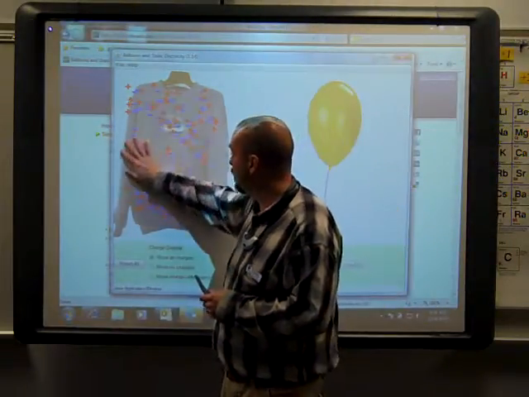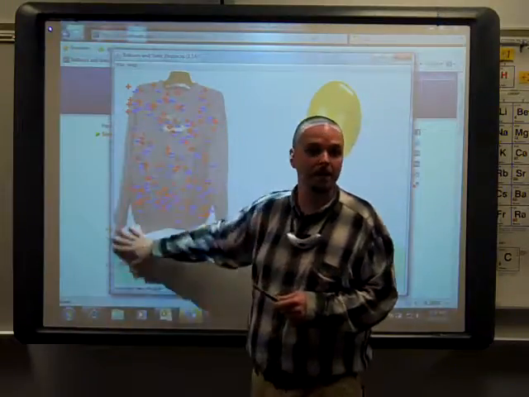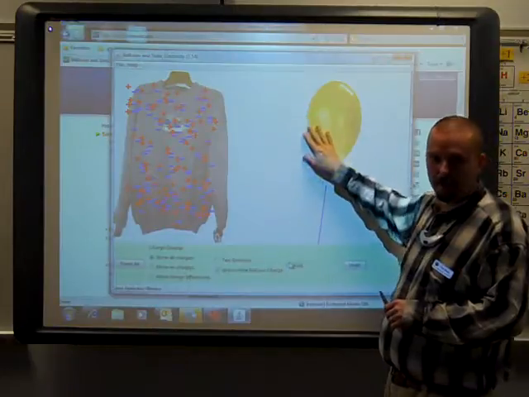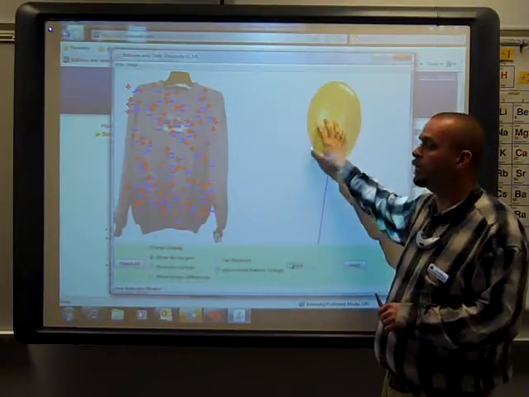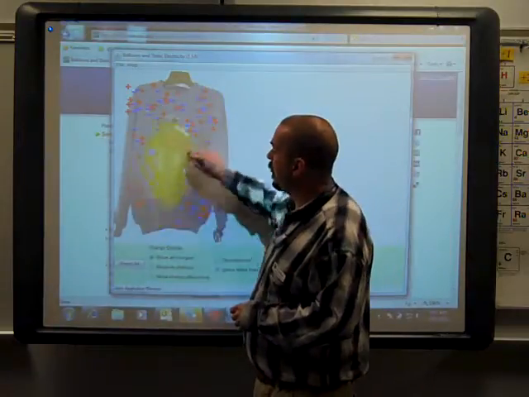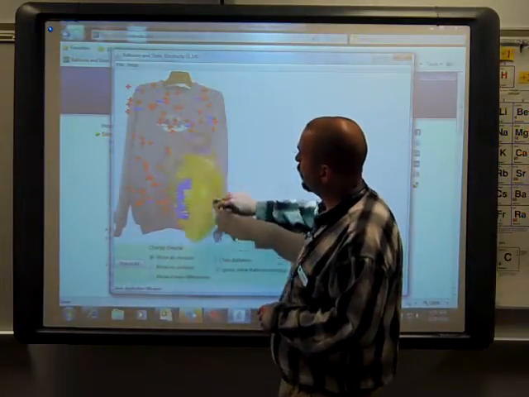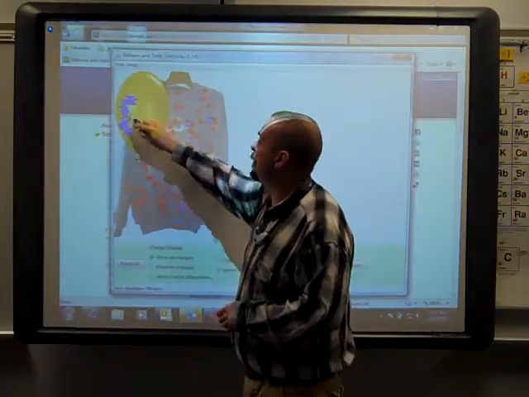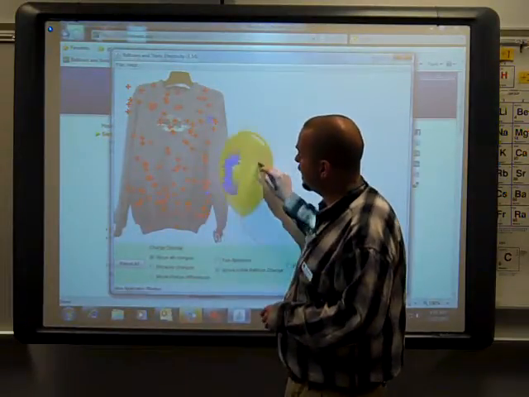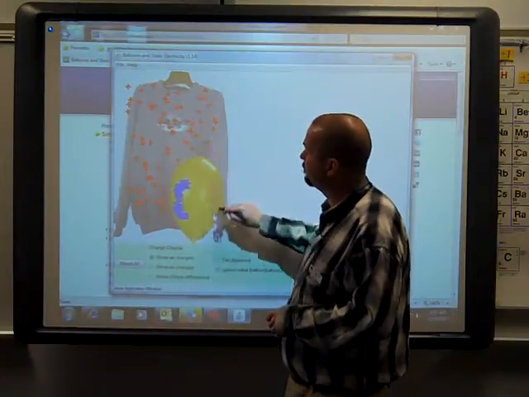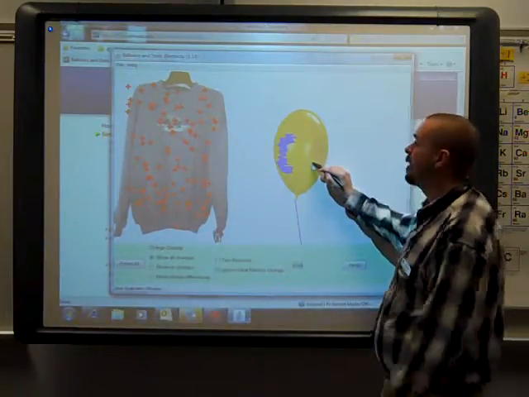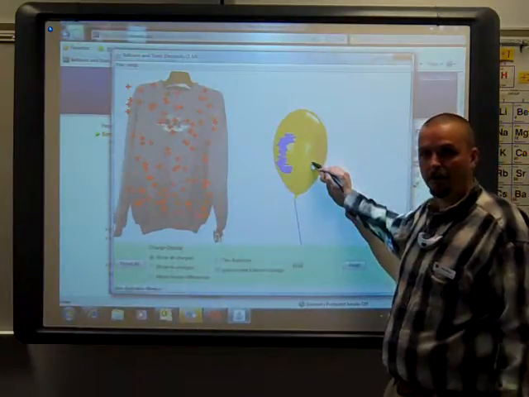And you'll notice on the sweater, we have a pretty much equal number of positive and negative charges. If we could see the charges on the balloon, it would be the same, an equal number of positive and negative charges. These are both neutral objects. When the balloon is rubbed on the sweater, you'll notice that the balloon picks up the electrons. The balloon takes the electrons away from the sweater, leaving it positively charged, and the balloon negatively charged.